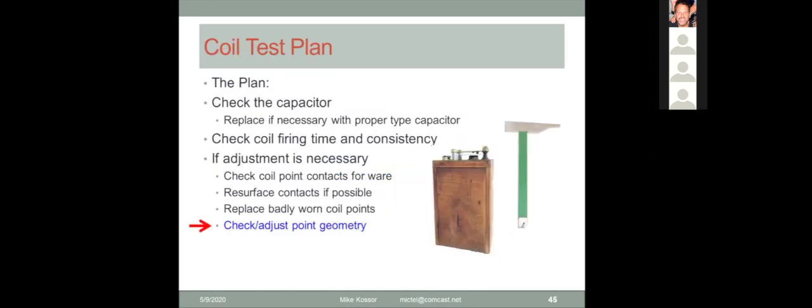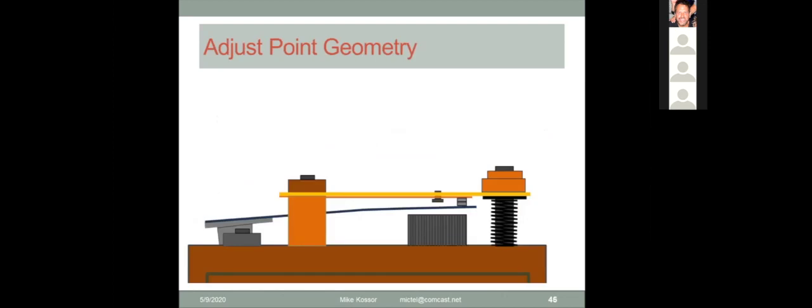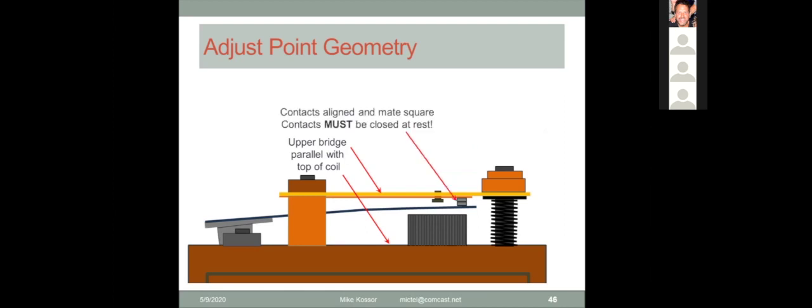All right, so we got down to a new set of points, either resurfaced or a new set of points installed. Next thing we want to do is check the point geometry, because we're putting the points back onto the coil. This is a review from before. We want to make sure the upper bridge is parallel to the lower bridge surface, shim it if necessary. We want to make sure the contacts are aligned, mated squarely, and they're closed at rest. Okay, we want to make sure the mounting nuts for the standoffs are snug, and we want to make sure that the nuts for the vibrator spring mounts are also snug.